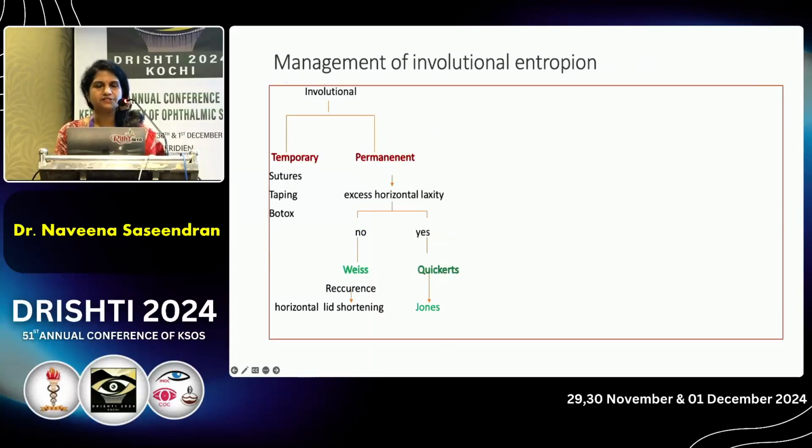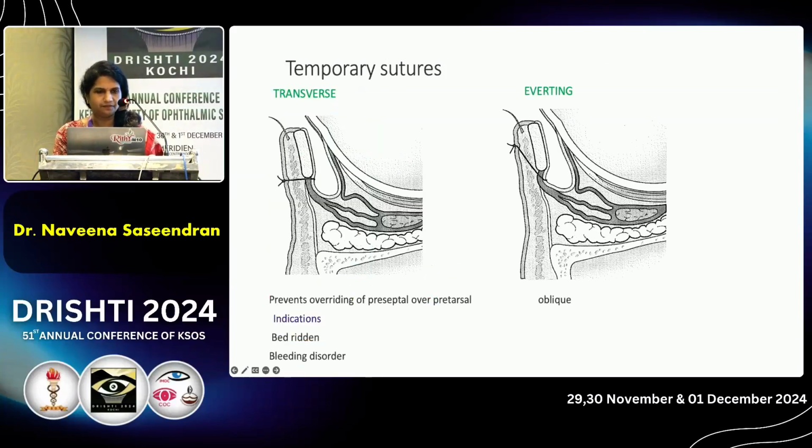Now coming to management of involutional entropion, it can be temporary methods or permanent procedures. Temporary methods include sutures, taping and botox, and permanent procedures will be dealt in detail. So temporary sutures can be either transverse or everting sutures. So both will prevent overriding of preseptal muscle over pretarsal orbicularis, and these are mainly indicated in geriatric patients and patients having bleeding disorder. In transverse suture, the bite is taken from the conjunctival side just below the tarsal plate and it passes transversely and emerges at the skin side.